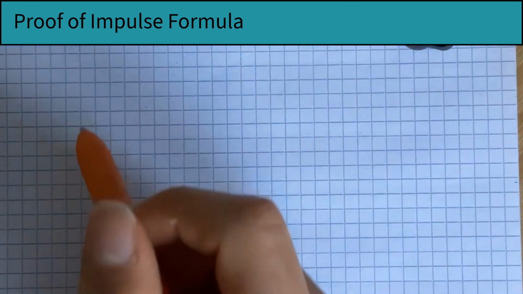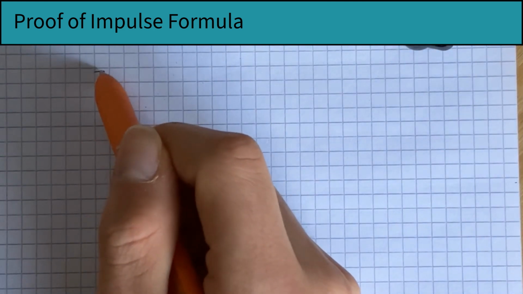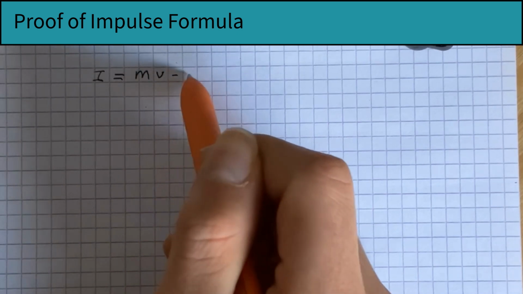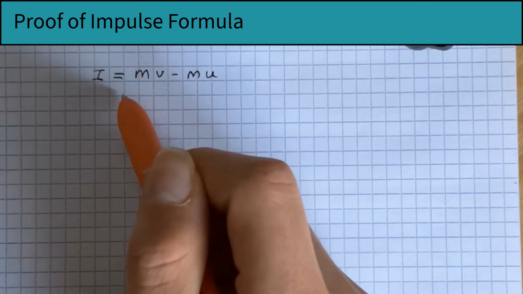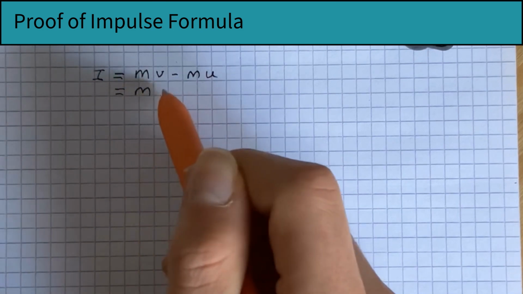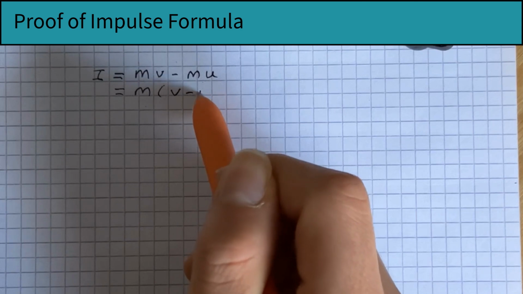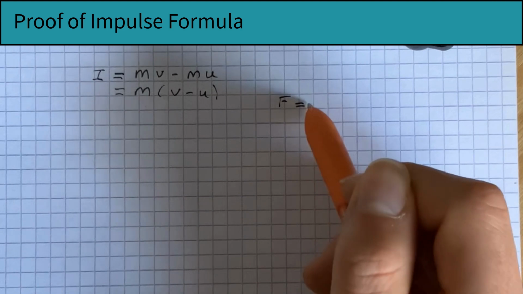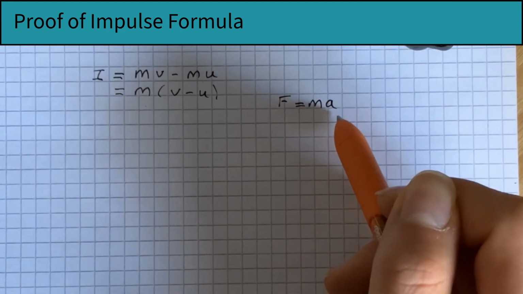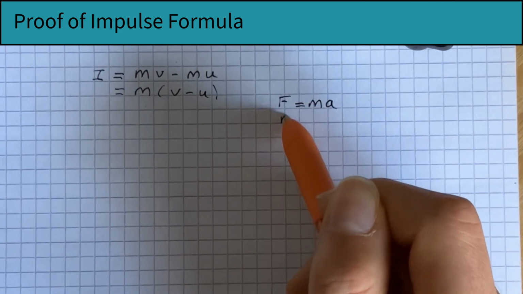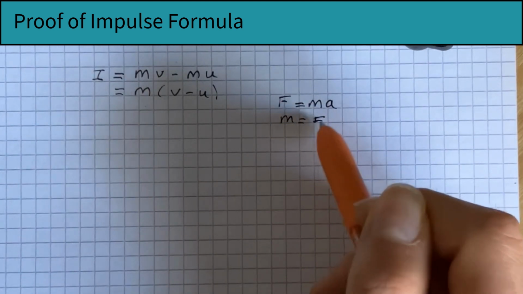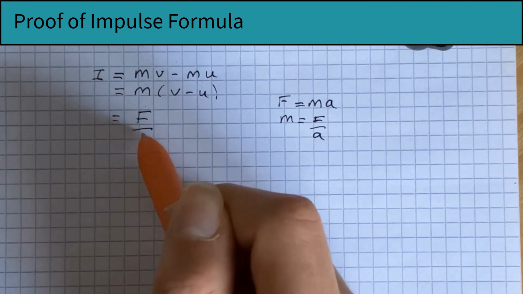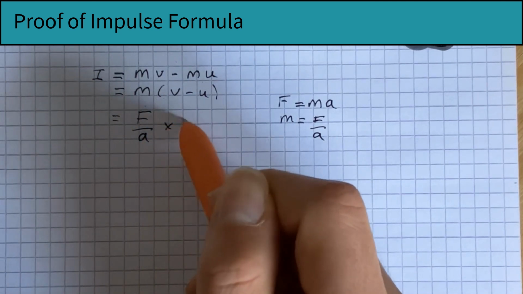For those interested, here is a proof of the equivalence of the two impulse formulas. For those allergic to proofs, you might want to look away now. So we know from the definition that it's mv minus mu, it's the change in momentums. And of course, they've both got m in, so we can factor out the m like this. Now we know that Newton's second law says F is equal to ma, so with a bit of a rejig, we can say that m is equal to F over a, F divided by a. If we pop that into the left-hand side, we get F over a multiplied by v minus u.